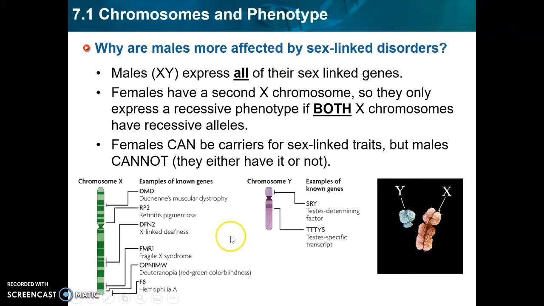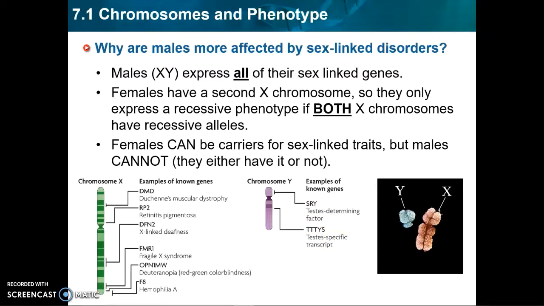So if we look at the picture of the X chromosome here, these are just some of the known genes that are on that X chromosome that cause certain genetic disorders. Things like muscular dystrophy, certain types of deafness, Fragile X syndrome, hemophilia from our example, color blindness. Those are all very common examples of sex-linked recessive disorders, and they're all X-linked because they're carried on the X chromosome. On the Y chromosome, we don't have very many things, and as you can see, they're mostly involved in the development of the male sex characteristics.